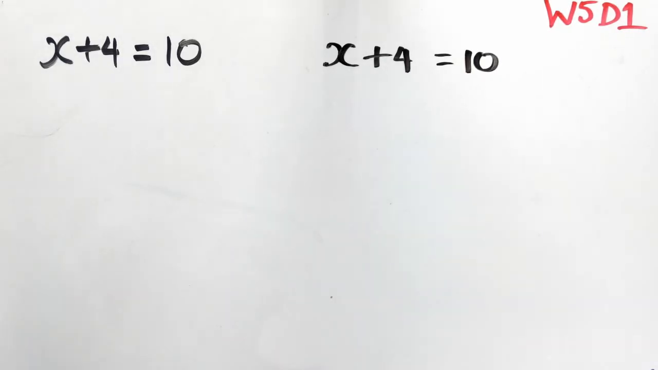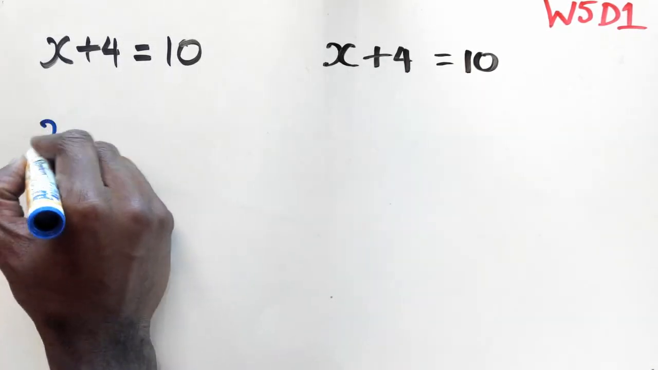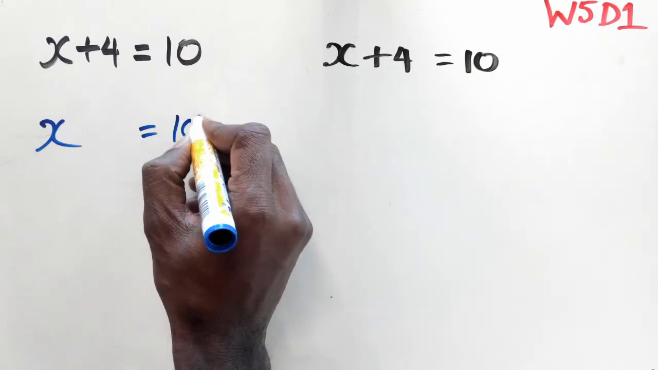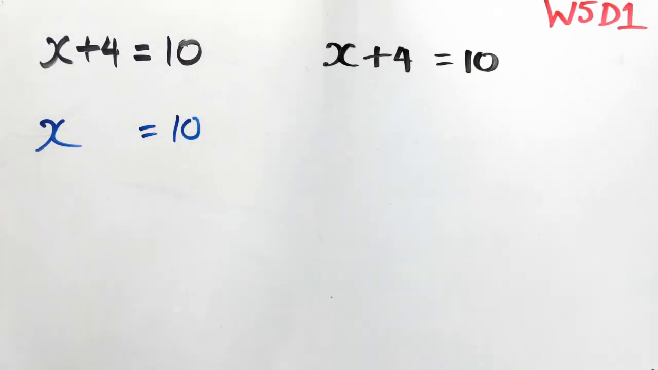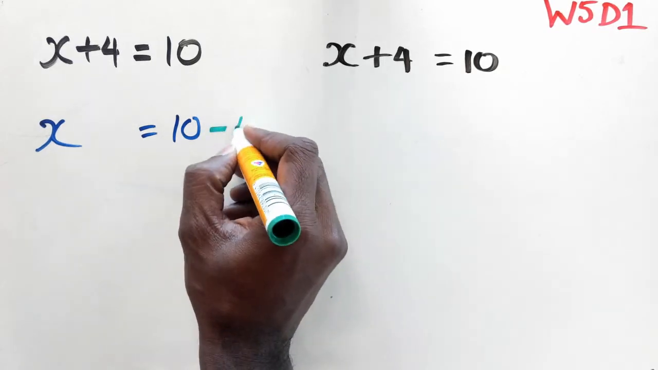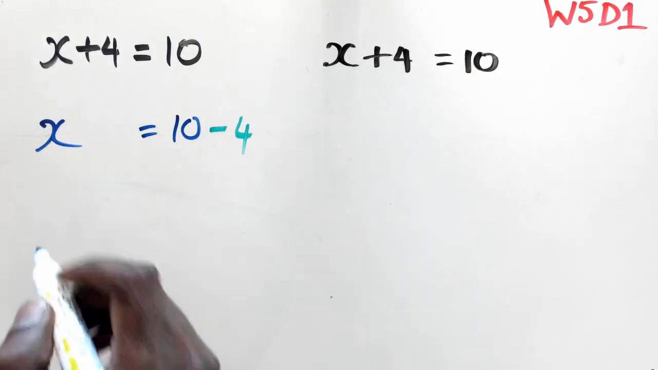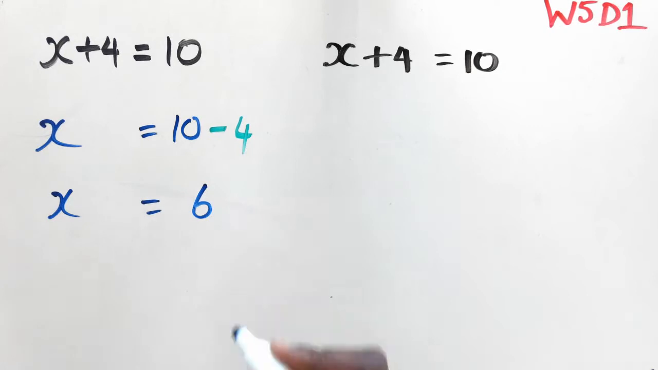So the first method, I'm going to have x is equal to 10, because when I take positive 4 to the opposite side of the equal sign, it ends up being minus 4. And so we can write this as x is equal to 6. That's one way of doing it.